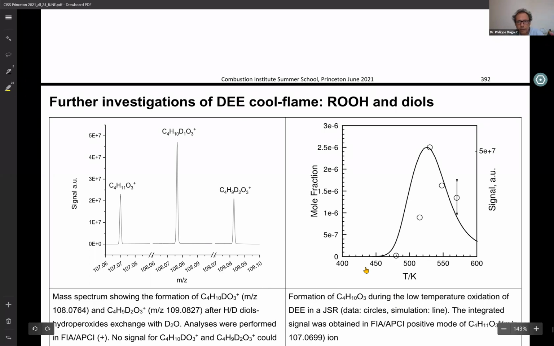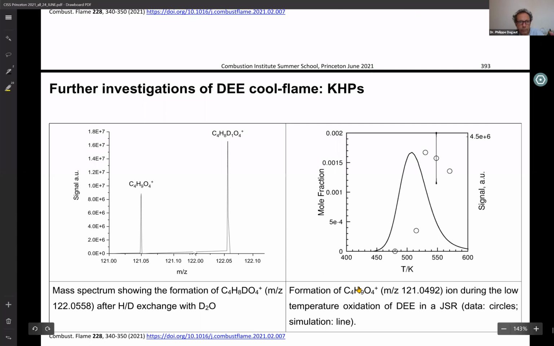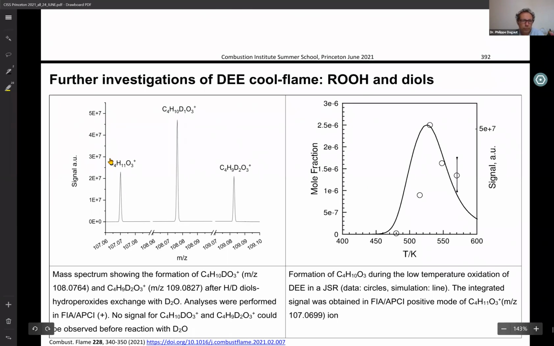And regarding the ketohydroperoxides, you can see that the model predicts a maximum at a temperature slightly below what we observed in the experiments, and this is in line with the fact that you see here the model is too reactive compared to the experiments in this range of temperature.